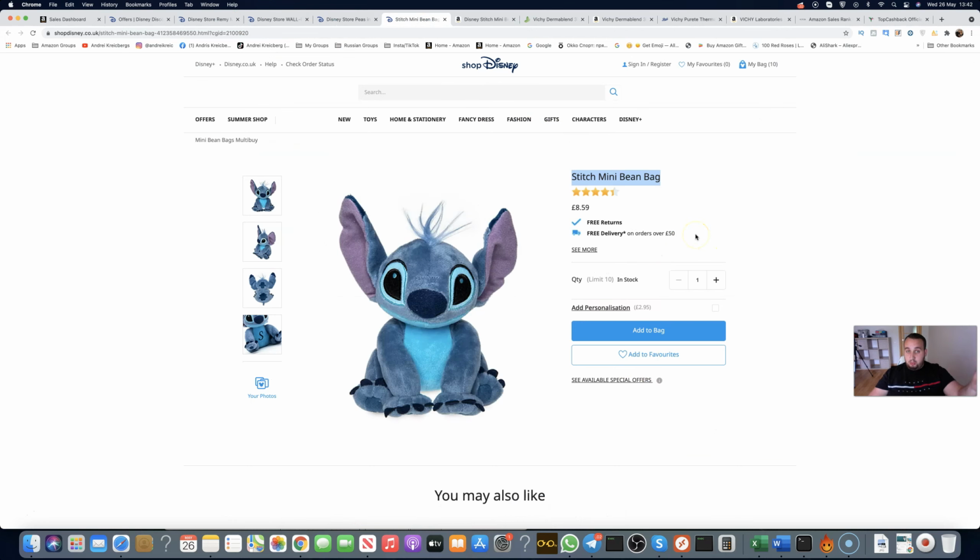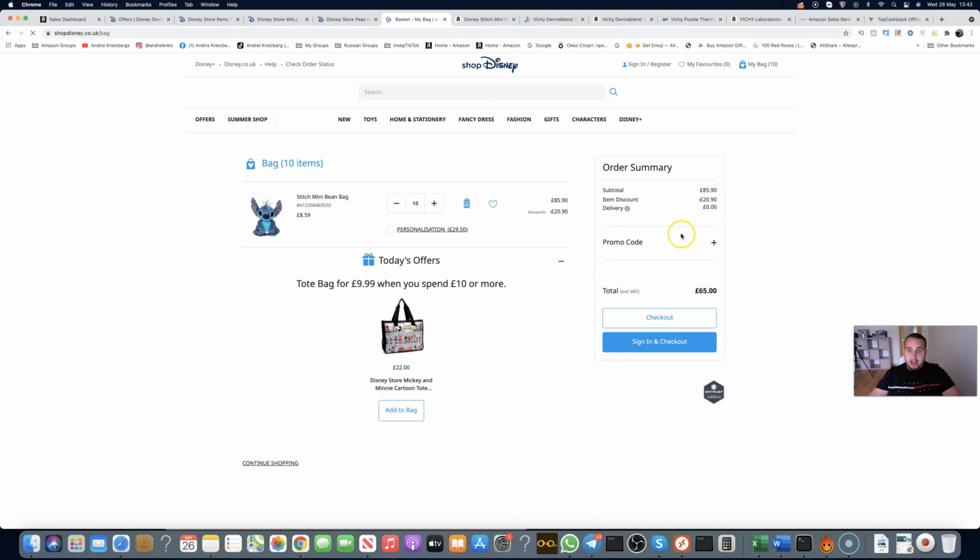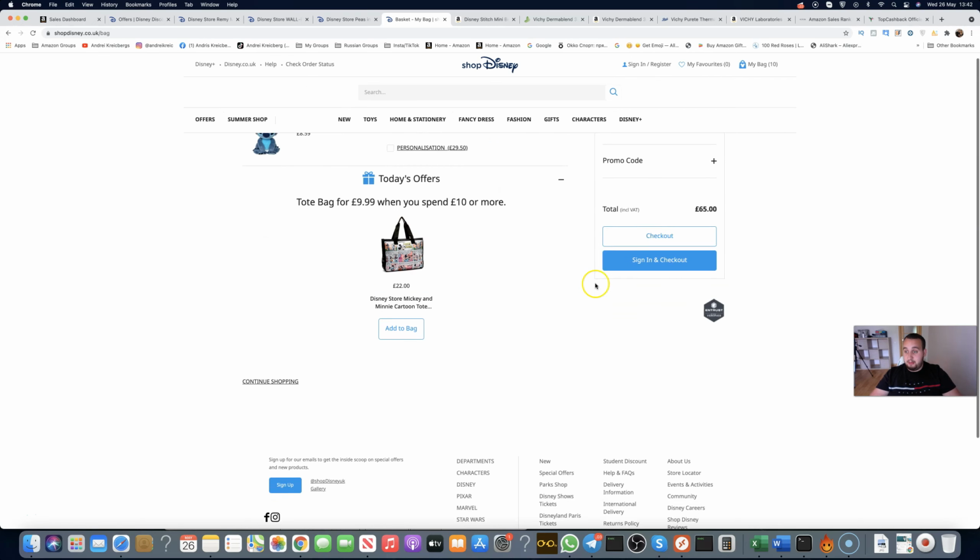How do I know this? Because it was 3 for $2. If I click my bag, because I already added this product before, I see there's 10 of them in here, and I'm saving $20.90. So I'm paying $65 for 10 of them with free shipping, okay? Because free shipping is over £50. So $65, so £6.50 each.